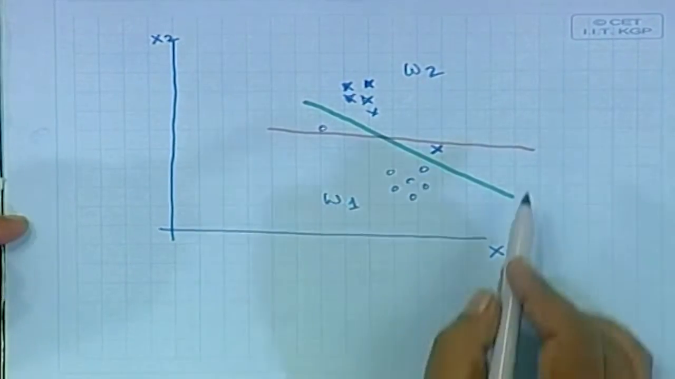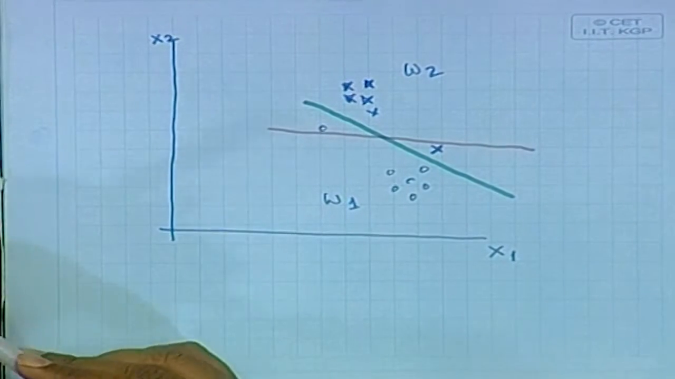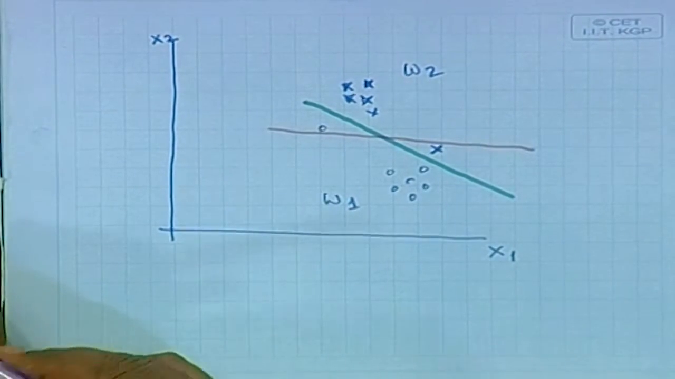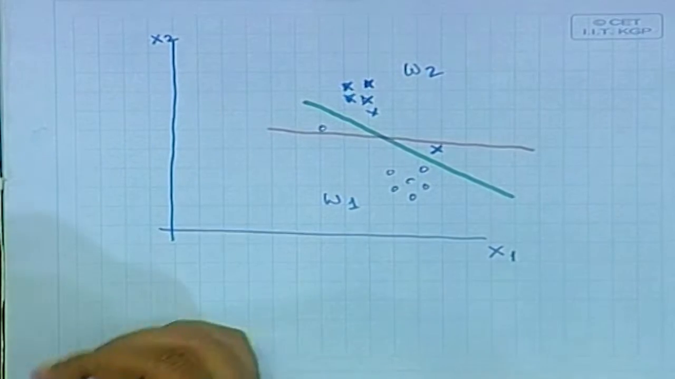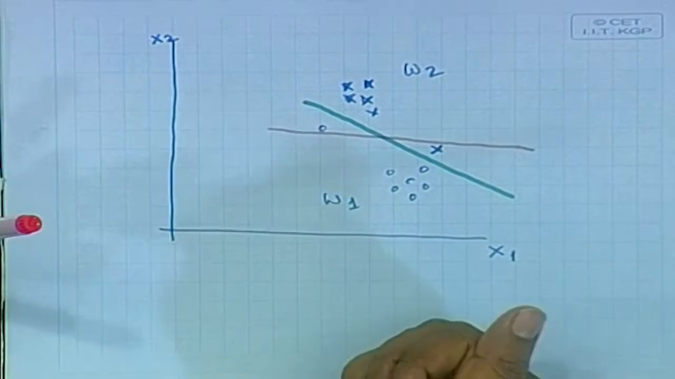Because in the case of the mean square error based criteria function, it tries to minimize the sum of squared distances of the different feature vectors from the line. As a result, the boundary that you get may not separate the samples belonging to two different classes. So, how do we solve this particular problem?